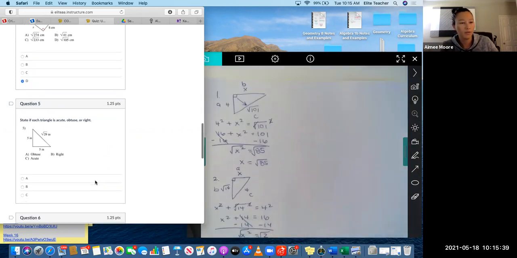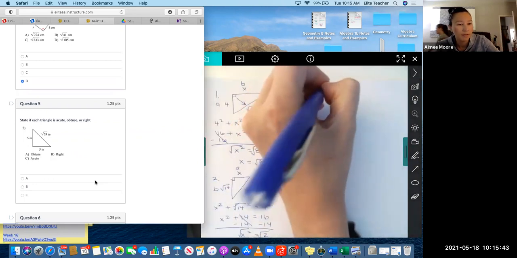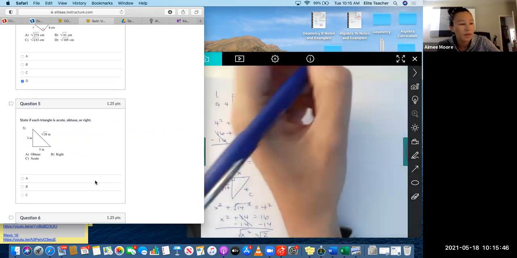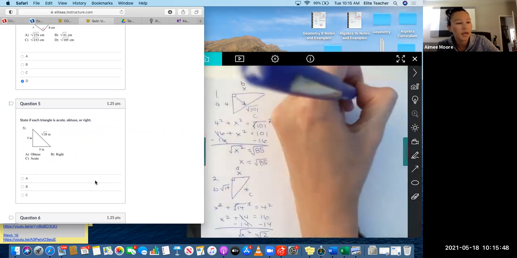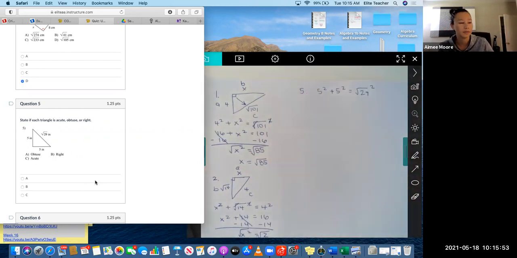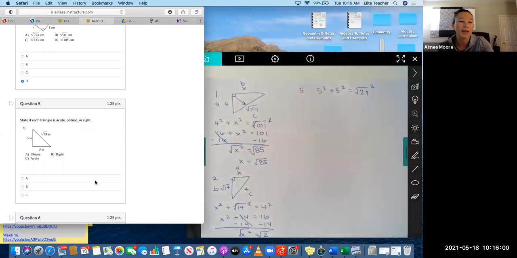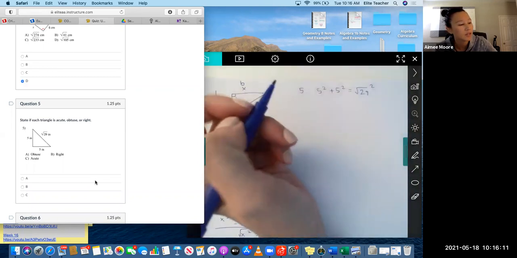All right, so 5. We have 5 squared plus 5 squared. Does that equal the square root of 29 squared? So just make sure when you put C that that's the biggest side, because it doesn't give us a right angle, because it may or may not be a right angle. So we just know that the square root of 29 is bigger than 5. So that's why that's our C.